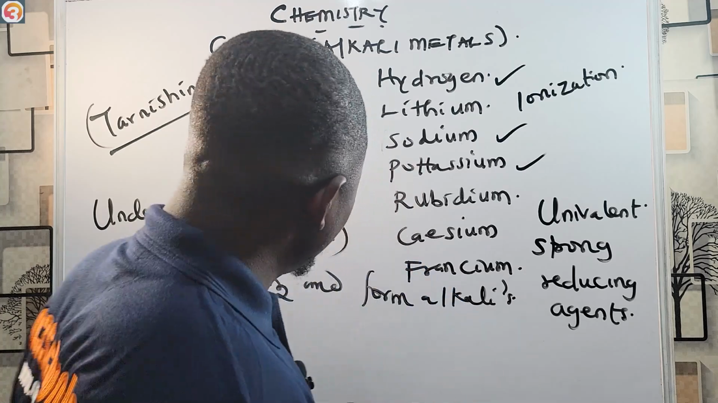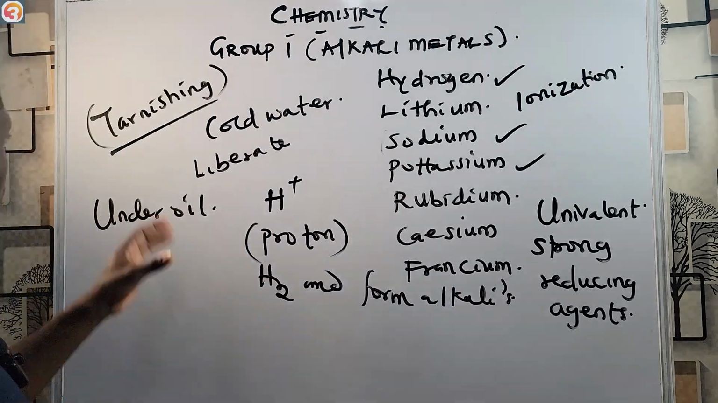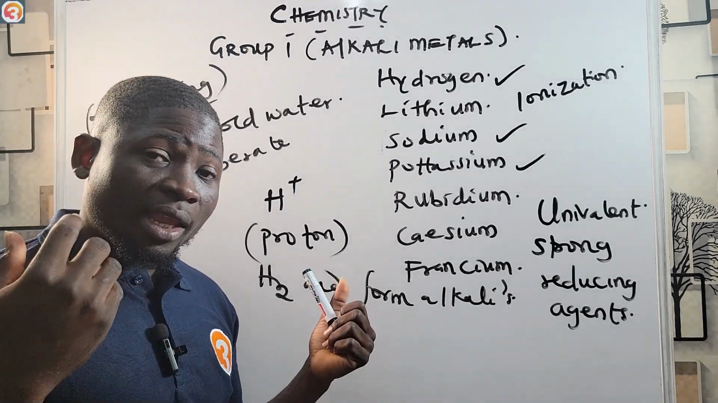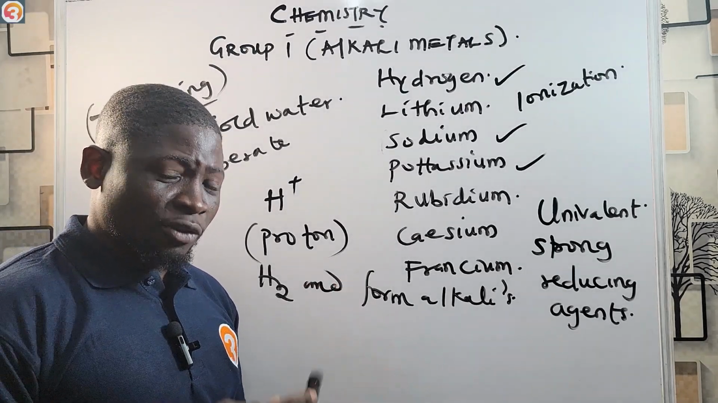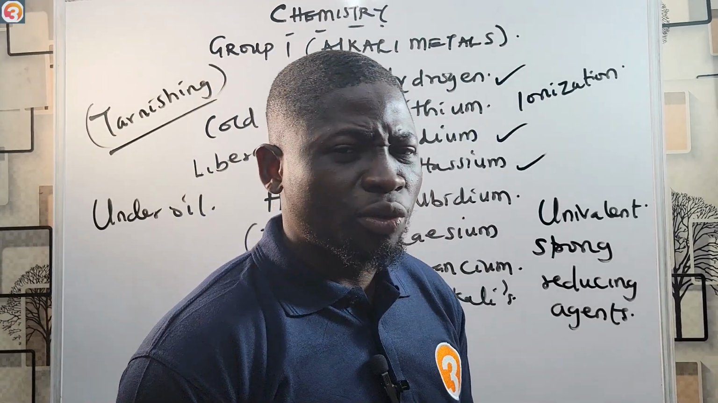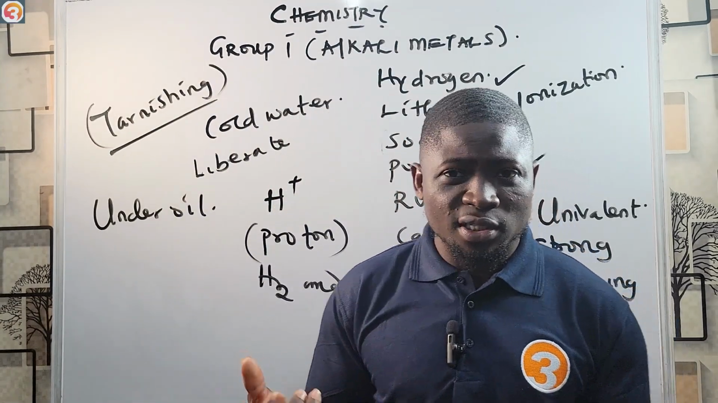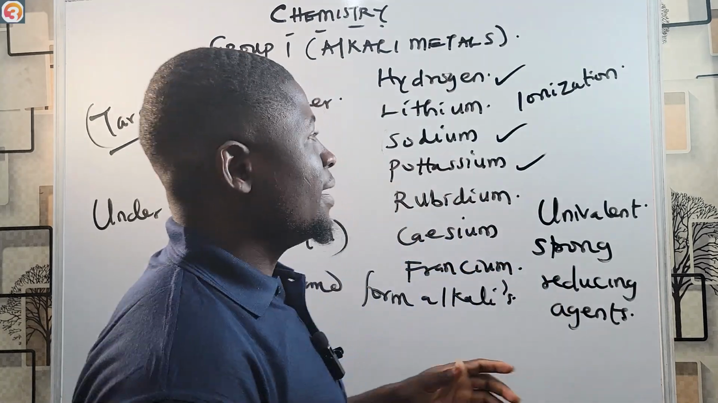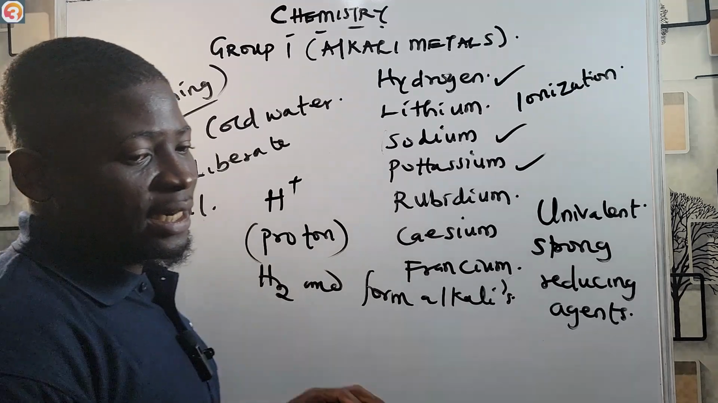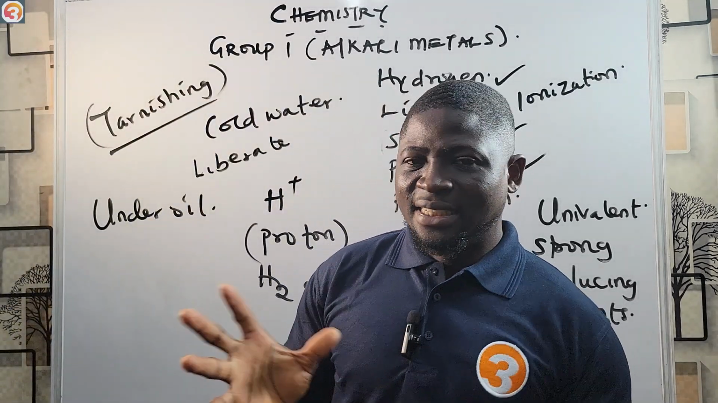All right, so now that we have seen all this, I'll talk about tarnishing also. Now, I said that group one metals can easily be cut with a knife due to their softness, thereby exposing a shiny surface that is tarnishing due to the oxidation with atmospheric oxygen. And because of this, group one metals are stored under oil. You must take note of this. They are stored under oil to prevent tarnishing.